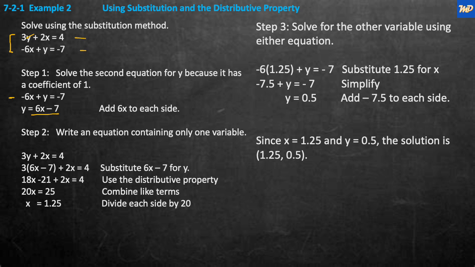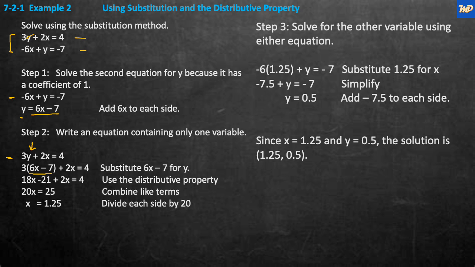Okay, so now write an equation containing only one variable. Well, how about 3y plus 2x equals 4, right here. That's one of the equations. And now we can substitute for the y. We have a y value, 6x minus 7. So here it is. We've substituted 6x minus 7 for the y term right there. So now it's 3 times 6x minus 7 plus 2x equals 4.